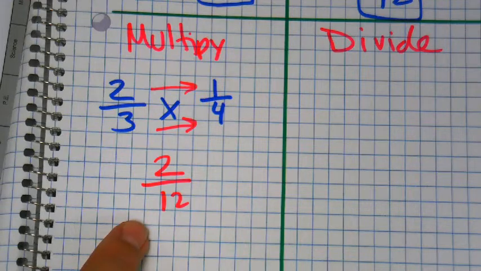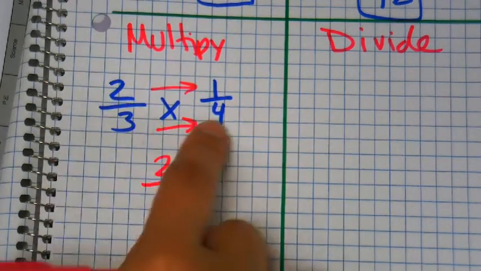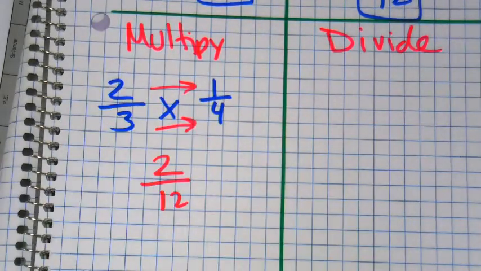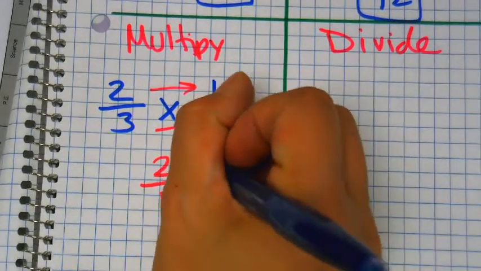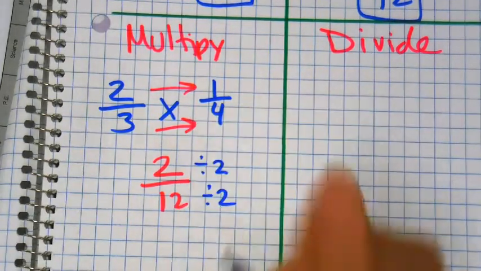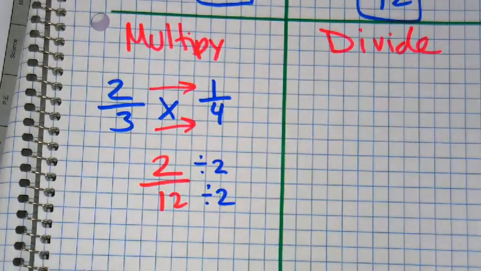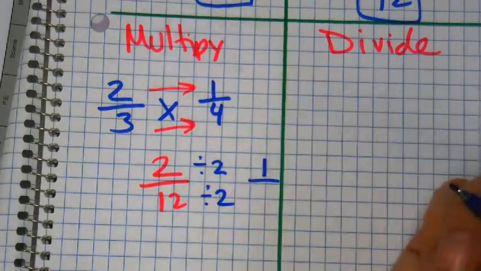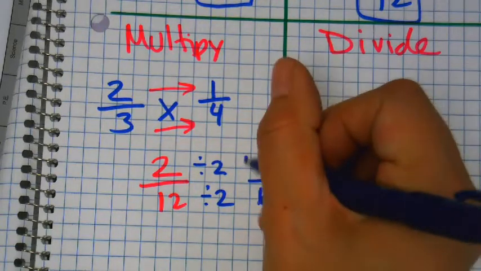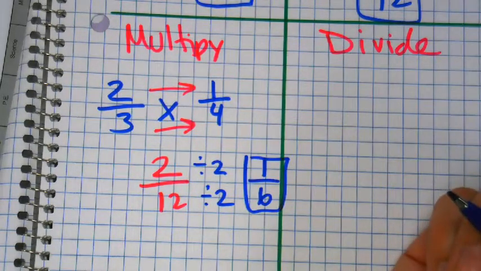You have to simplify. Could you have simplified over here with the corners? Yeah, you could have. But we didn't. So we're going to simplify here. What's 2 divided by 2? 1. What's 12 divided by 2? 6. This is the answer that will be marked correct tomorrow.